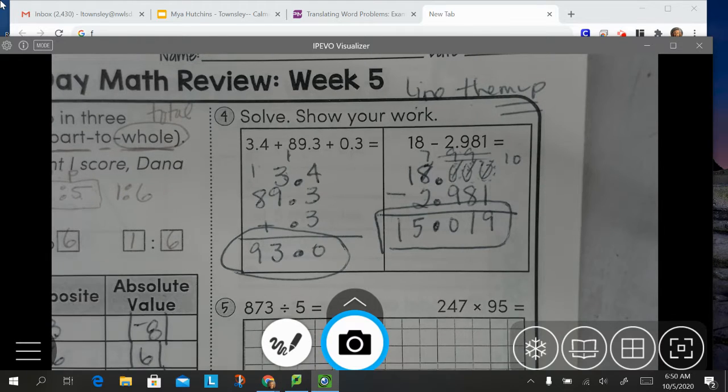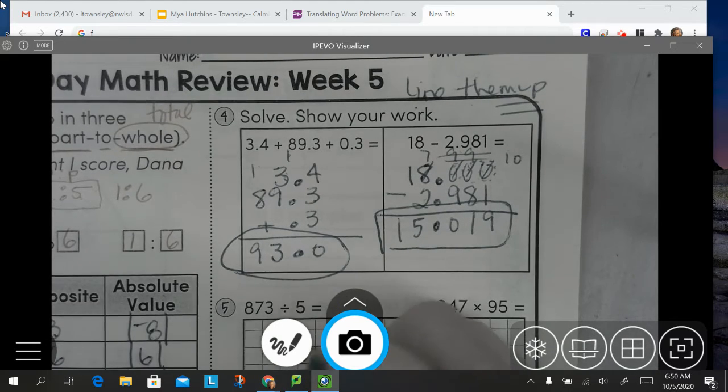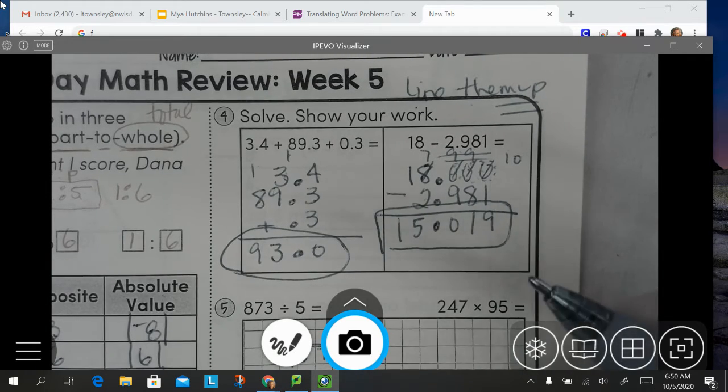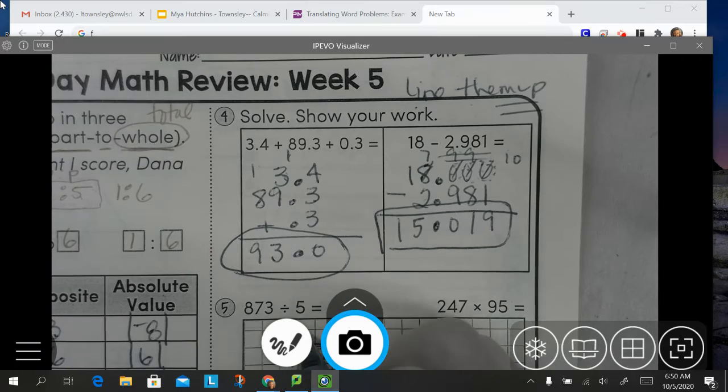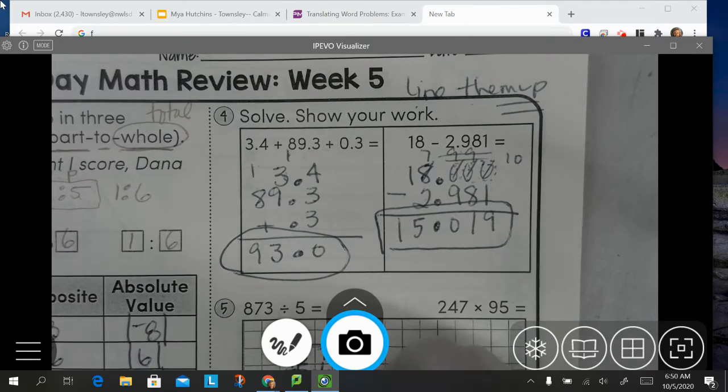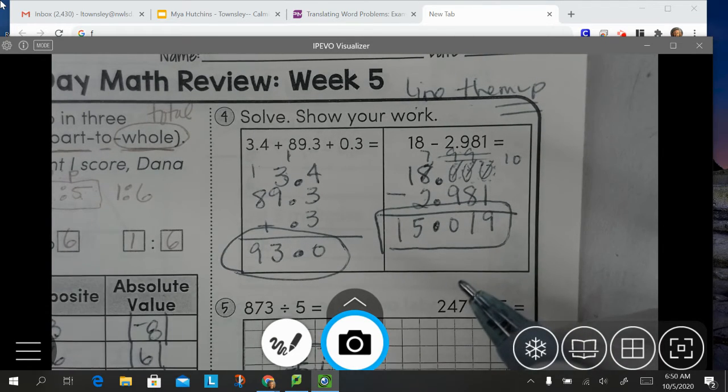All right, good job. All right, next one, 873. So write down 873 divided by 5. Okay, just go ahead and divide like you would normally. 5 goes into 8 one time. 1 times 5 is 5. Subtract. Bring down your 3. There's your 7. Good job.